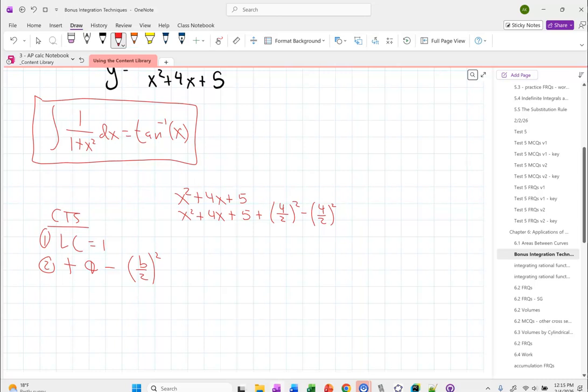Notice because I'm adding and then just subtracting, what am I doing? Nothing, right? I just added 0 to this, so it still is the same value. I've just written it in a different way. Everybody agree?